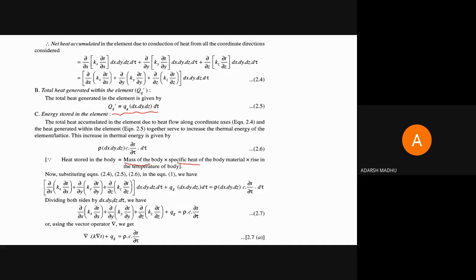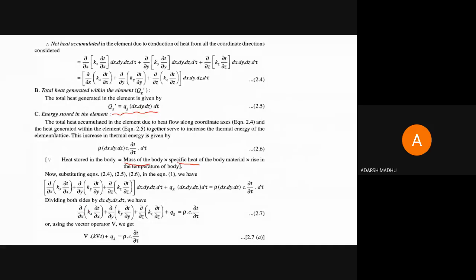Here there is kx, ky and kz. For a homogeneous, isotropic material, we are taking the thermal conductivity as constant, that is kx equal to ky equal to kz equal to k. So we are taking the three terms kx, ky, kz as a single term k, the thermal conductivity for homogeneous material. That is explained here. In the case of homogeneous, isotropic material, we are taking kx equal to ky equal to kz equal to k.